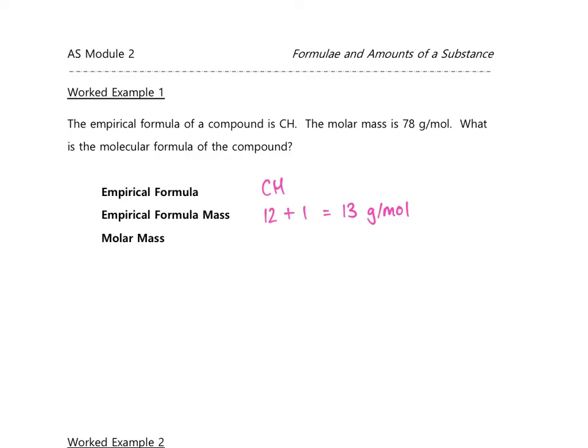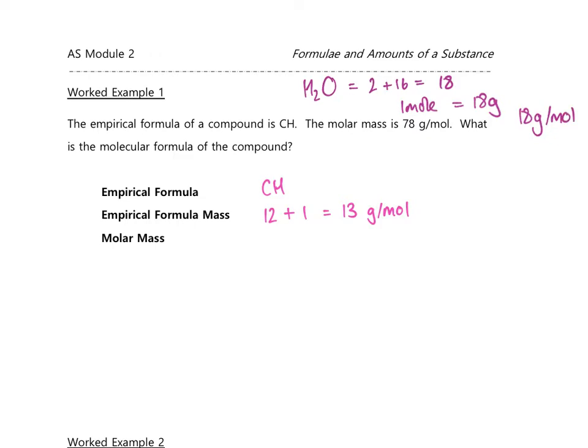If we thought about what the RFM of water is, it's 2 plus 16, which is 18. So what does that really mean? Well, it means that 1 mole of water would have a mass of 18 grams. So we could say that water has a molar mass of 18 grams per mole. That's all that unit means.